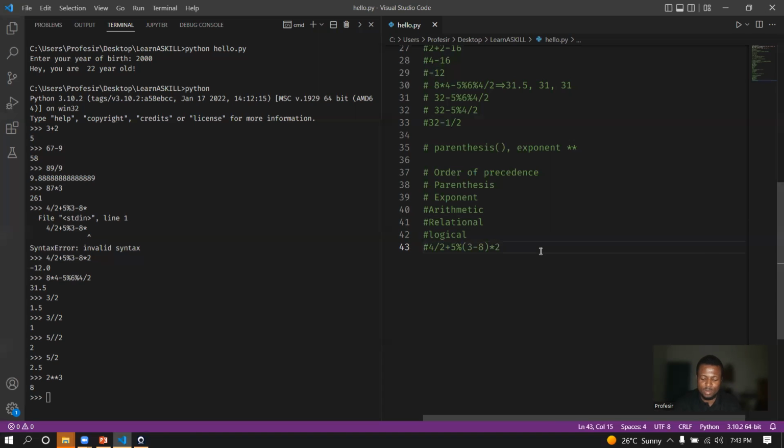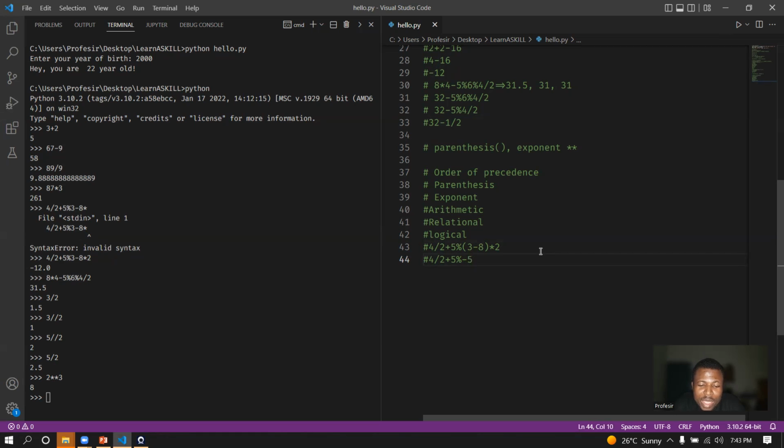So let's look at it. The first thing we will have to do would be 4 divided by 2 plus 5 mod. We have to evaluate the bracket or the parentheses first. So that's going to be what? Minus 3 minus what? Next 5. Minus 5, okay? So that will give us minus 5.